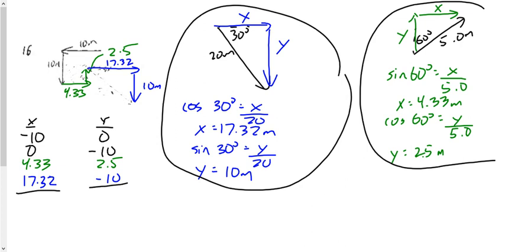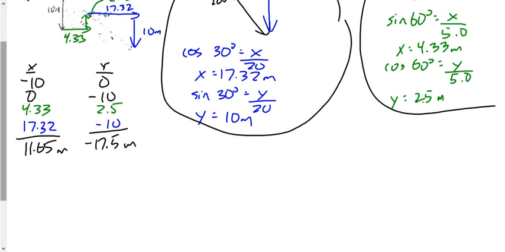Add these up. 4.33 and 17.32 is 21.65. Subtract 10 is 11.65. Is that right? Negative 10, 2.5 gives me negative 17.5. And now we redraw it. We have 11.65. And we have 17.5. And my resultant vector is drawn right here.